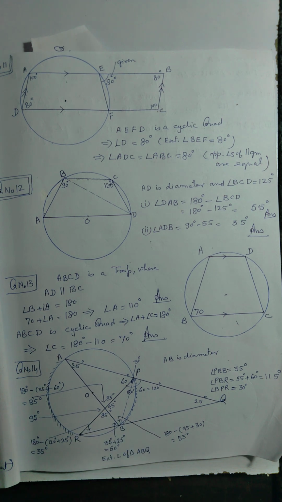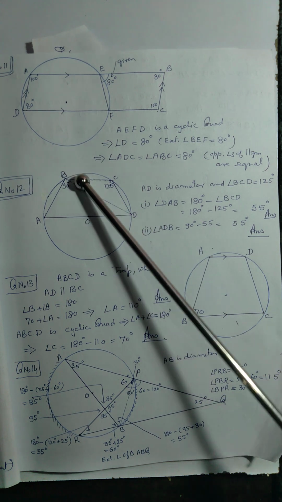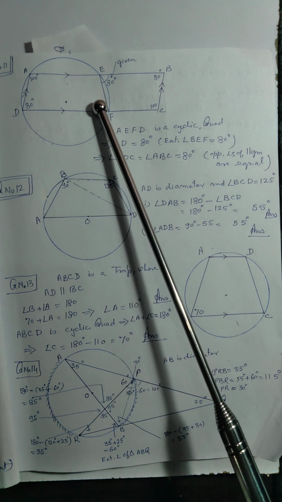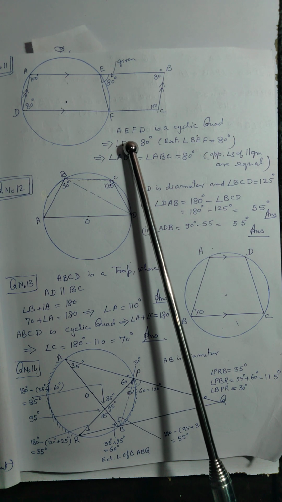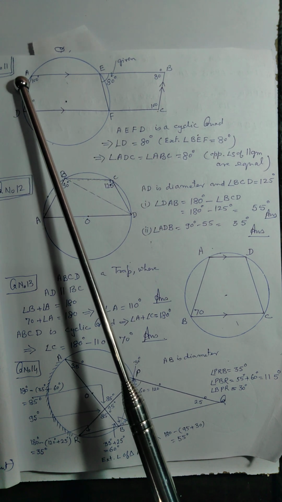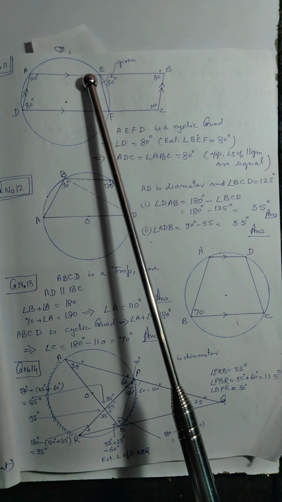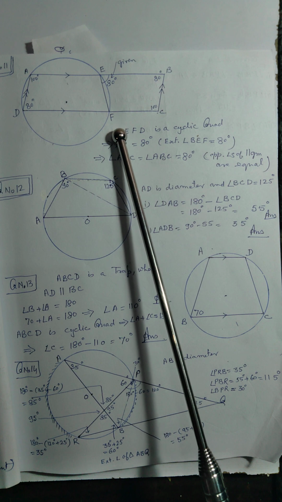Question number 11 states that in figure ABCD is a parallelogram. A circle passes through A and D, cuts the AB at E and DC at F. Given that BEF is 80 degree, find ABC. हमें निकालना है ABC को. देखिए आप, AEFD is a cyclic quadrilateral.